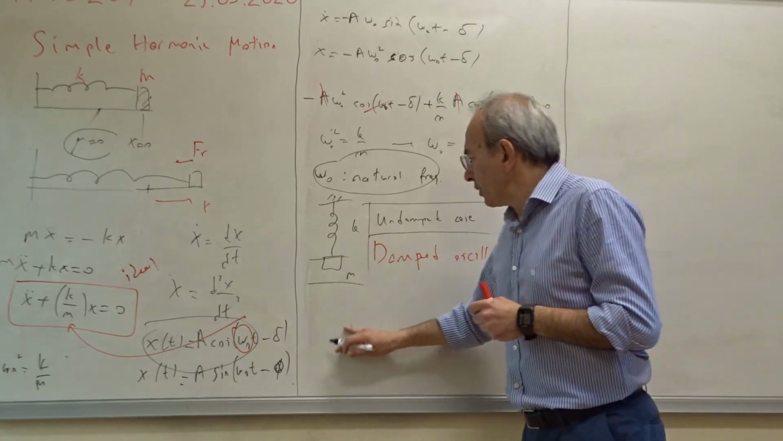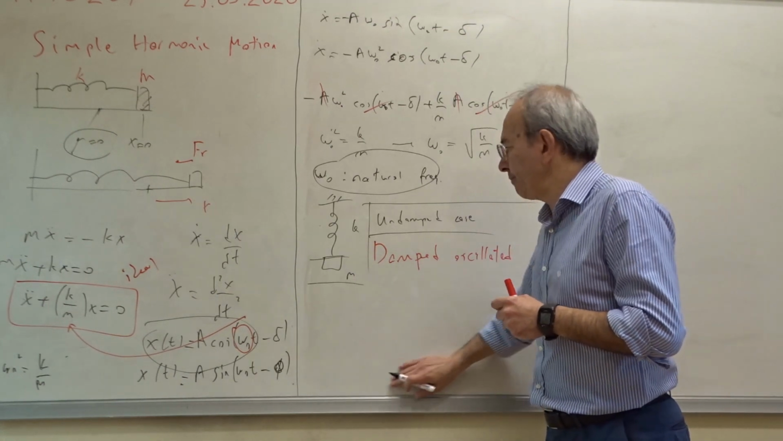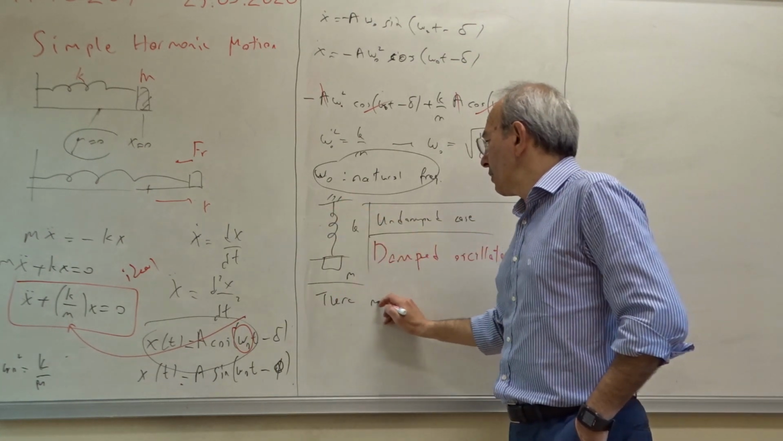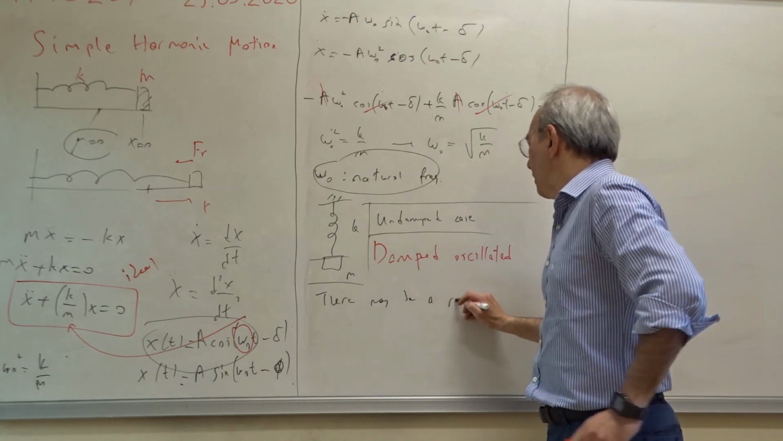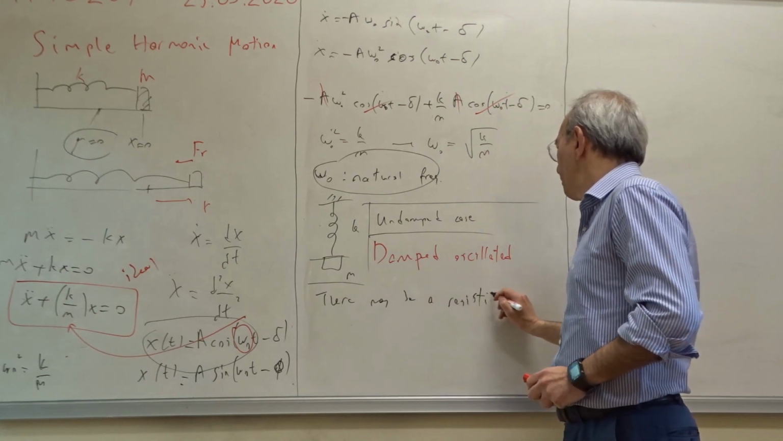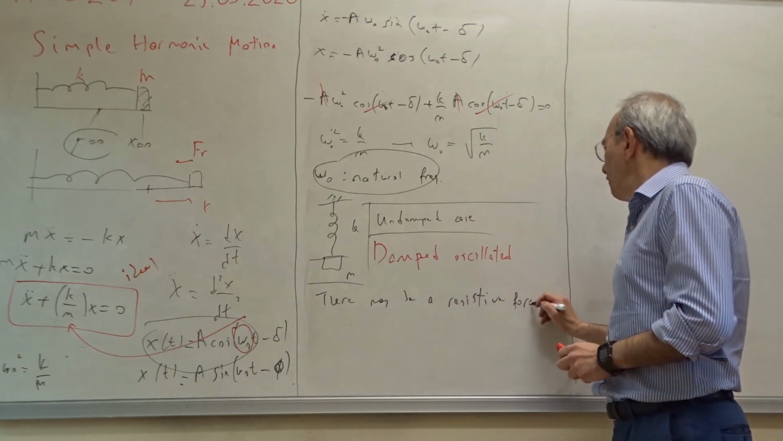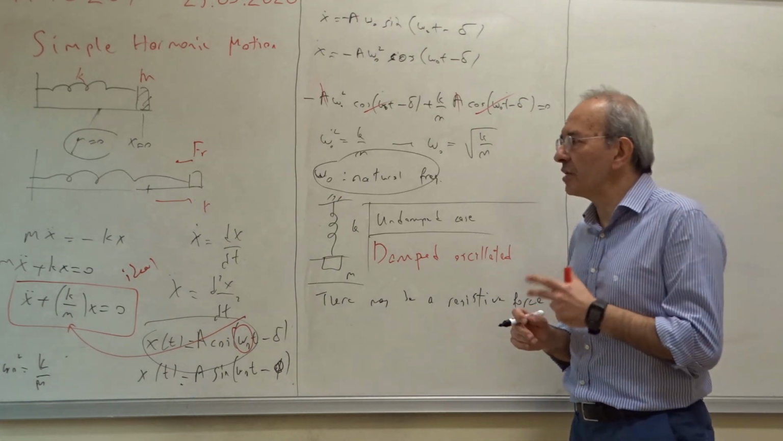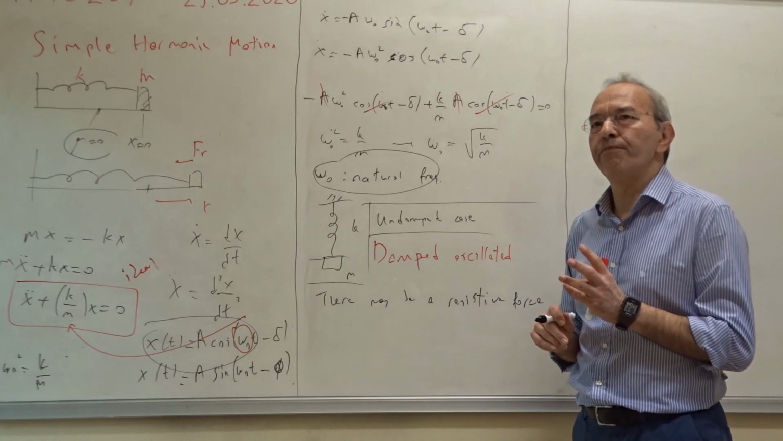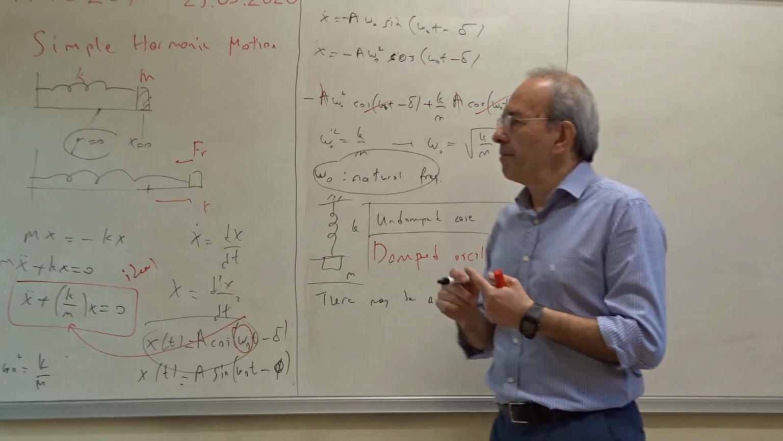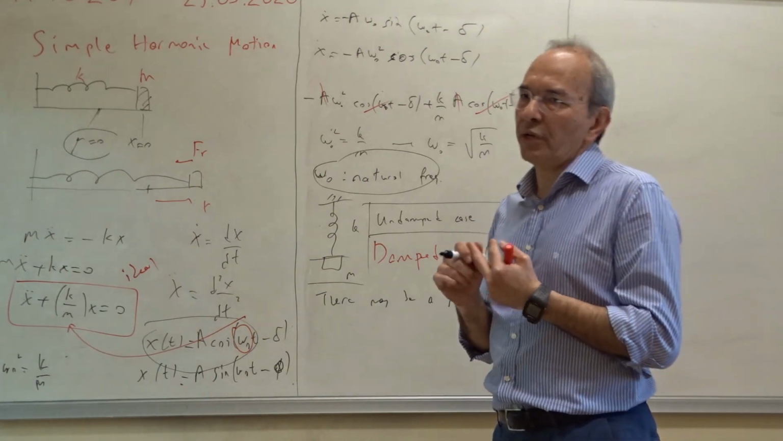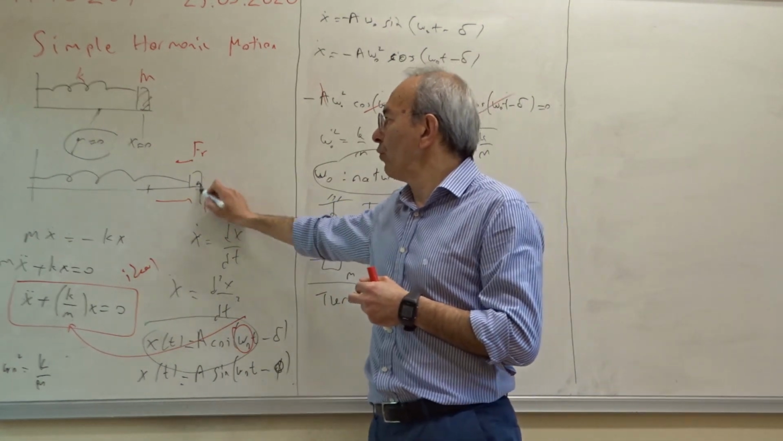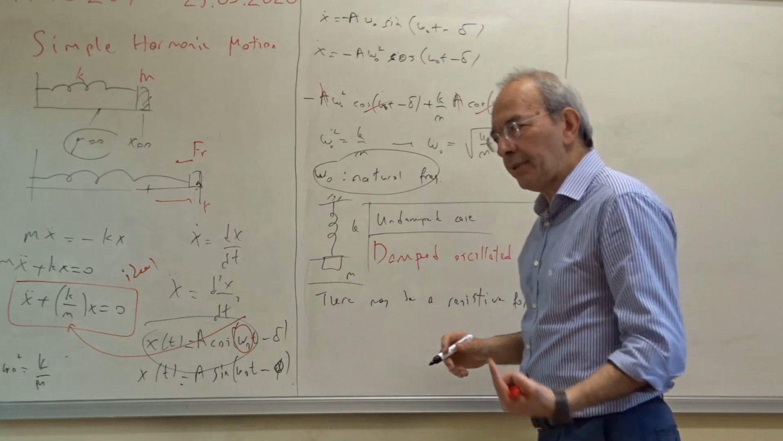Now let me consider a resistive force. But let's not think about this resistive force as a friction, because frictions are generally constant forces. Friction depends on two factors. One is the coefficient of friction between these two surfaces, and the other is the normal force applied by the surface on the object.